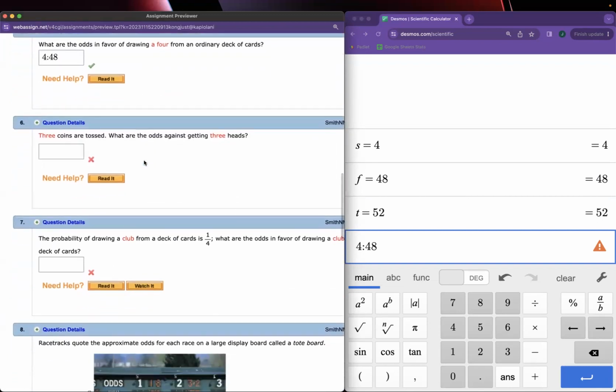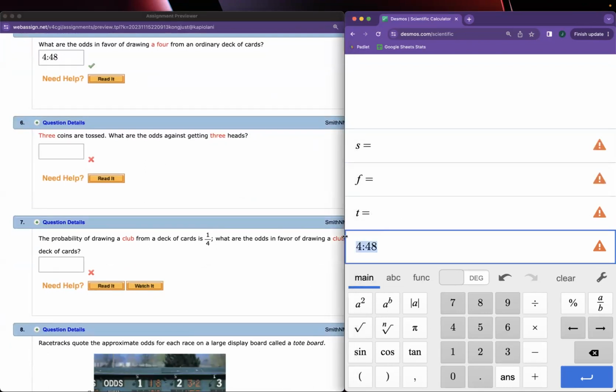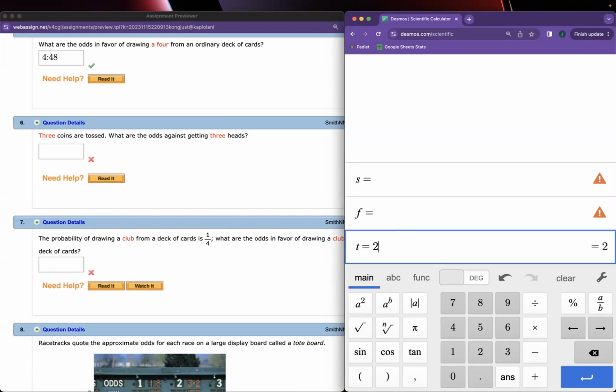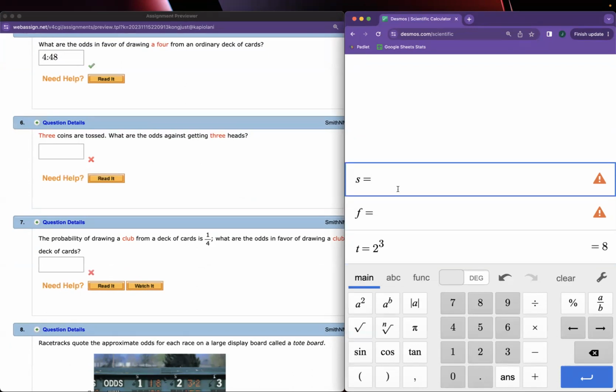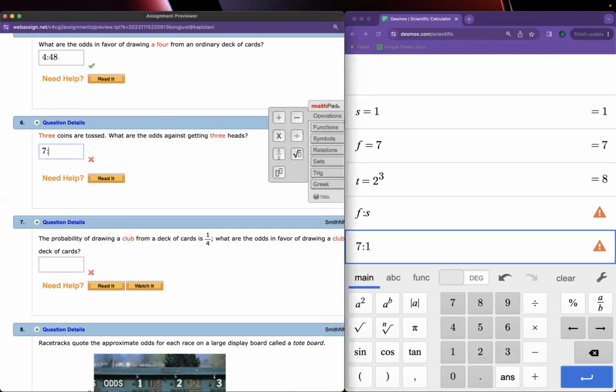Okay, number 6. 3 coins are tossed. What are the odds against getting 3 heads? So again, we want to do the SFT for any of these odds type of questions. 3 coins tossed means there are 2 to the third or 8 outcomes possible. What are the odds against 3 heads? Okay, so how many ways do you get 3 heads? There's only one way to get 3 heads, right? Which means there's 7 ways not to get 3 heads. Odds against means you have failures compared to the successes. So failures is 7, successes is 1. 7 to 1.